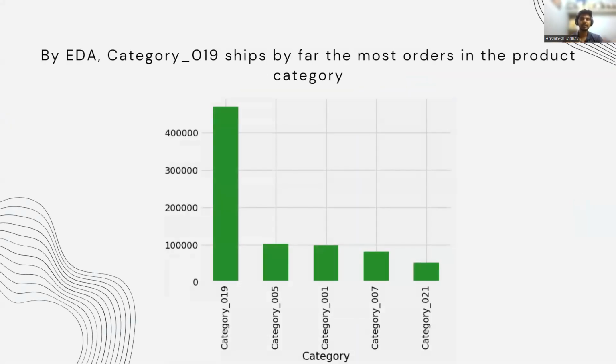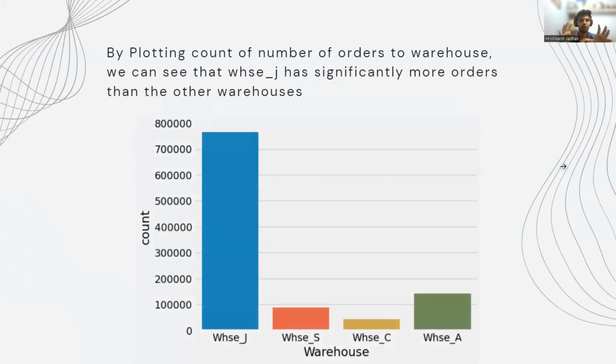Now, by plotting graphs using EDA, we can see that category 19, which is in stock, has by far the most orders of all the product categories. Category 5, category 1, 7, they are very low compared to category 19. Now we plot warehouse against count to see which warehouse has more orders. As you can see, warehouse J triumphs over all for the orders. It has much more orders compared to warehouse S, C, or A.